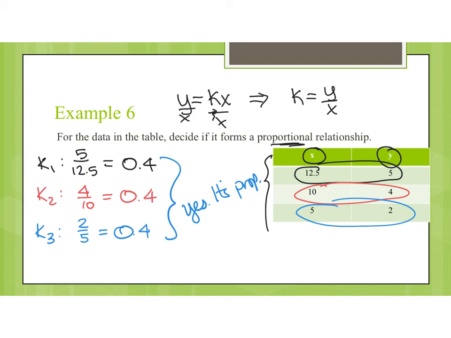Okay, and if I wanted to, I could write an equation and say that y equals, this 0.4 is my k value, so it becomes 0.4 times x. And this is the relationship.